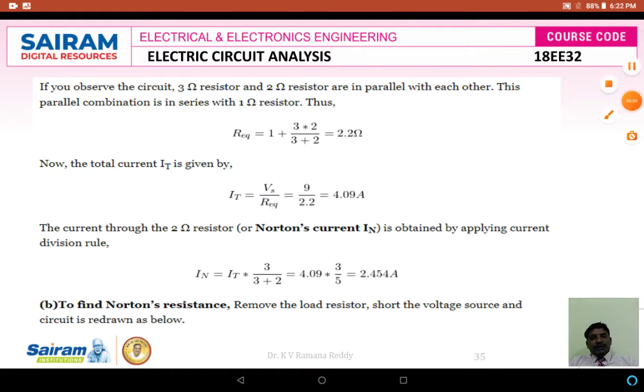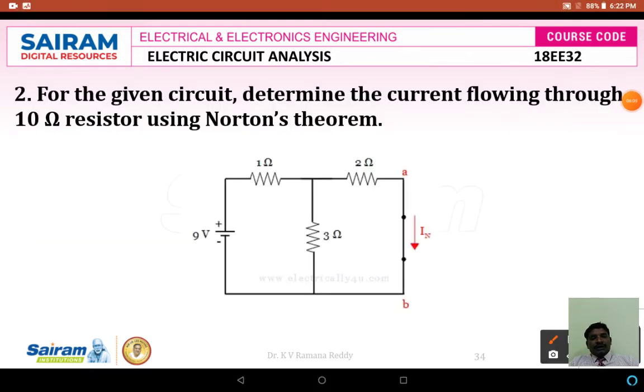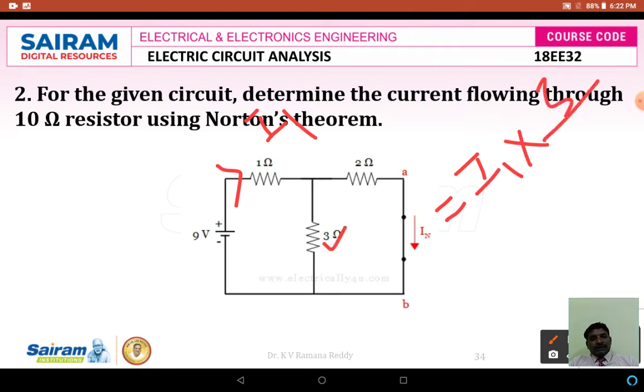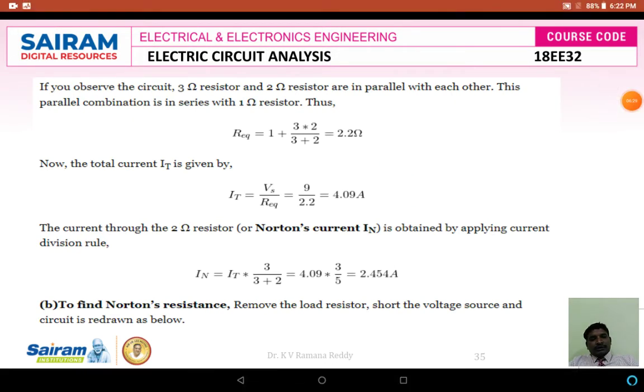As we just discussed, the Norton's current IN depends upon the total current value, that is I1, into the opposite branch resistance 3 divided by the total resistance, that is 3 plus 2. So now I got I1. We just calculated I1, and the value of I1 here is 4.09 amperes.